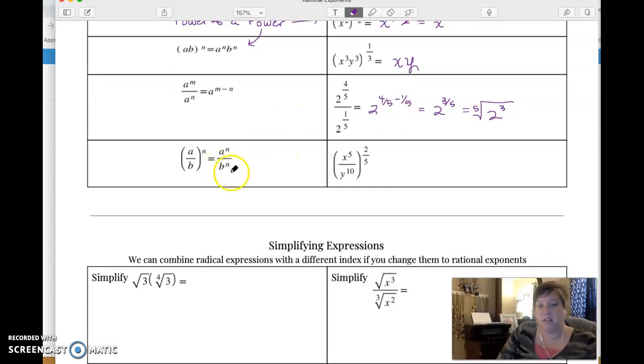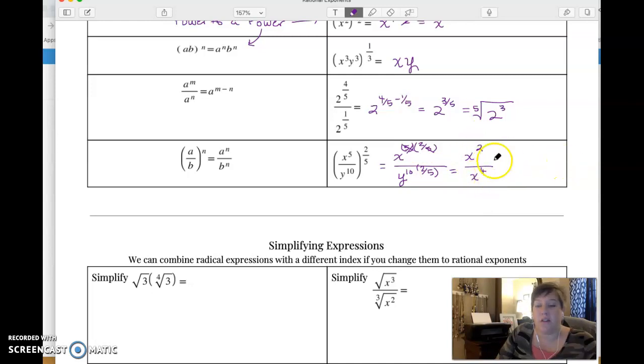If we're dividing and have an exponent on the outside, we use the quotient property, meaning that the top and bottom both have to be raised to that power. So for this example, we would multiply x to the 5th by 2/5, and then the denominator is y to the 10th, and that also gets multiplied by 2/5. In the numerator, the 5's are going to cancel, and I'm going to be left with x squared. In the denominator, we would do 10 times 2 is 20, and 20 divided by 5 is 4. So we could even say x to the 4th.